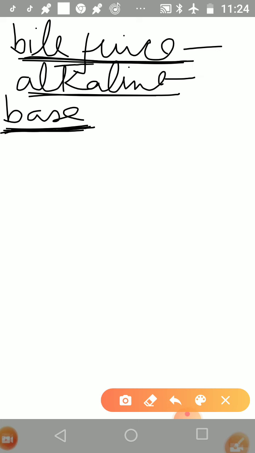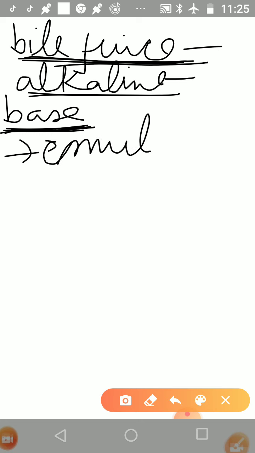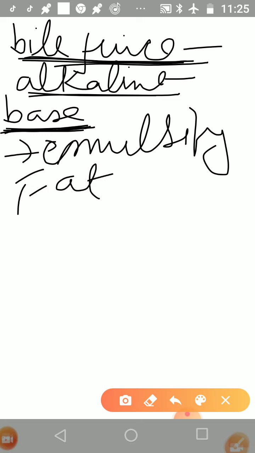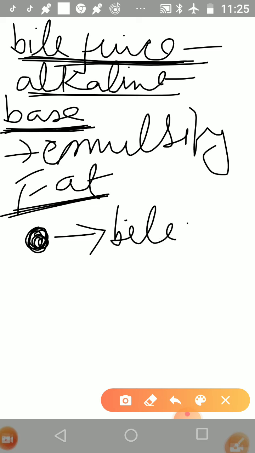So what is the function of this bile juice? As I told you, bile juice does not contain any kind of enzyme. What it does is emulsify the fat. Emulsify fat means it breaks down the fat into droplets of fat. Like this is our fat, and because of the bile juice, it is converted into droplets of fat, so that further digestion takes place properly and easily. So that is the function of bile juice.